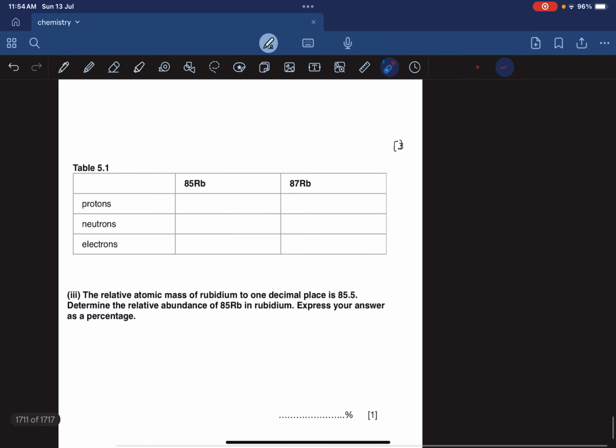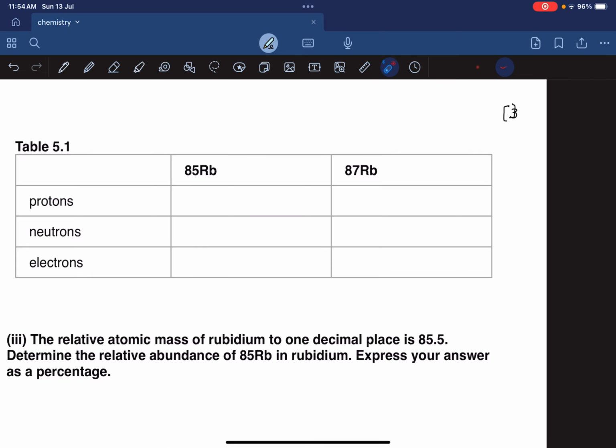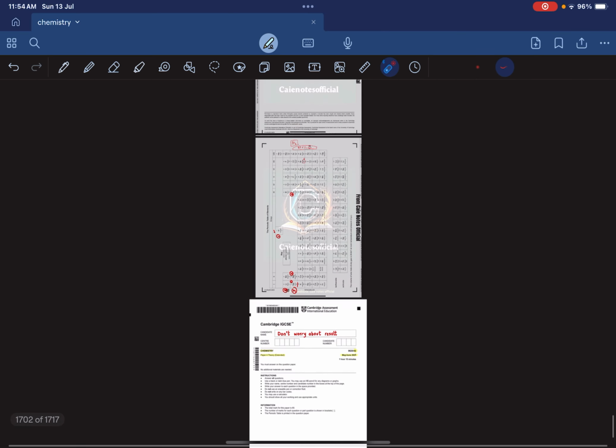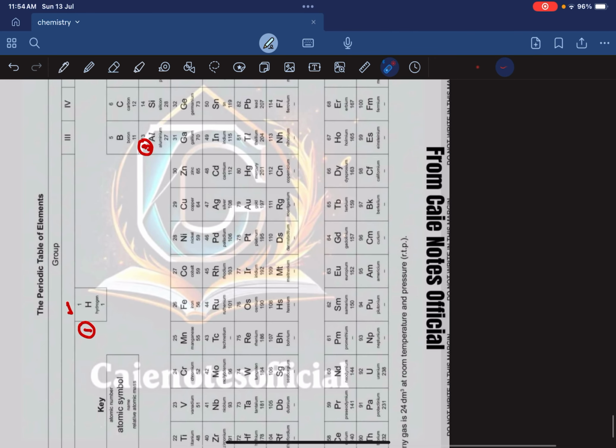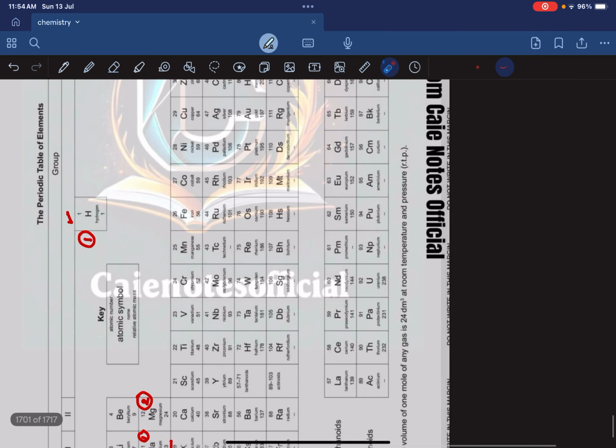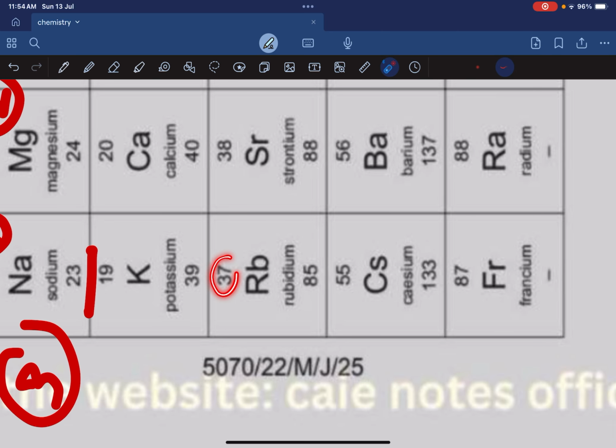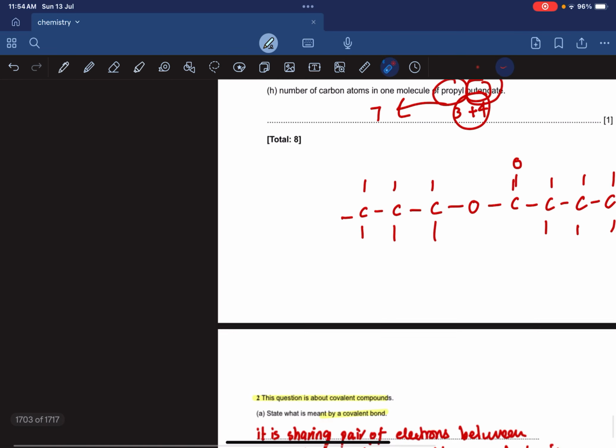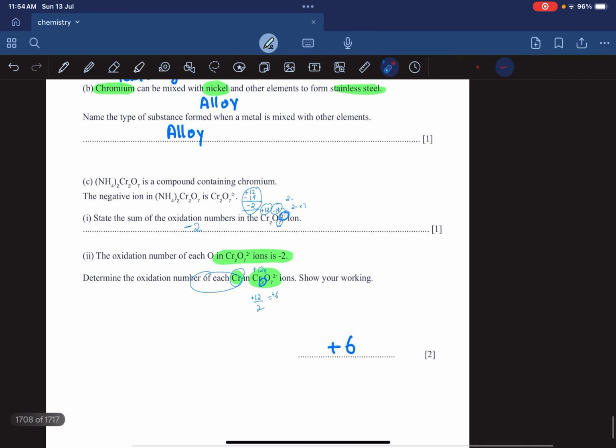We have to fill this table, and we just have to write the number of protons, neutrons, and electrons. So protons are going to be the same for 85 and 87 as well. Why are they going to be the same? Because remember that the proton number does not change in isotopes. So you just have to consult a periodic table. Rubidium is in group 1. This number above is your proton number. This is your proton plus your neutron number, basically your mass number. So it is 37 for both. Okay, so we just have to write 37 over here.